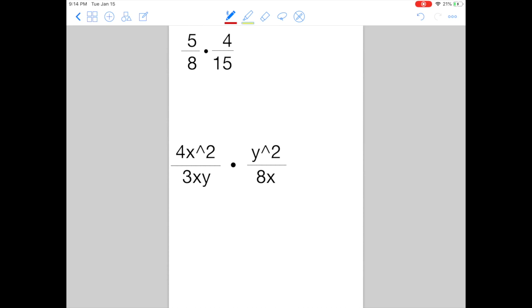So when we get started, we cross out 5 and 15 and we get 1 and 3. We cross out 1 and 4 and 8 and we get 1 and 2. And from this we can get 1 over 6.